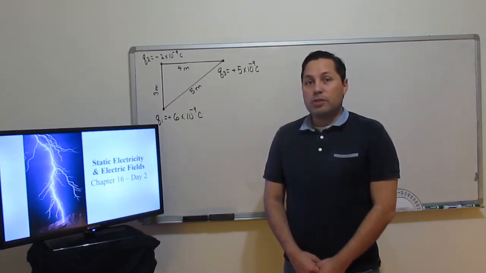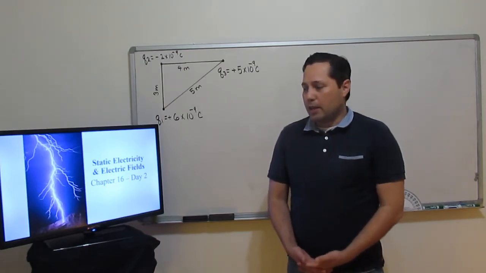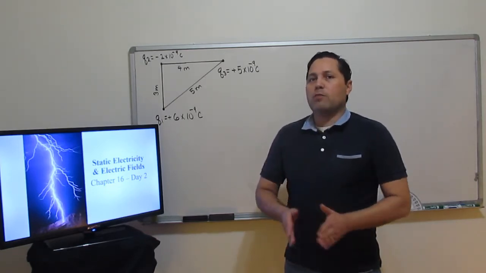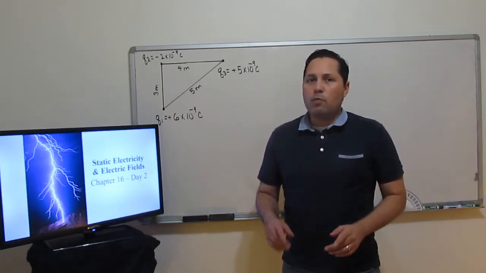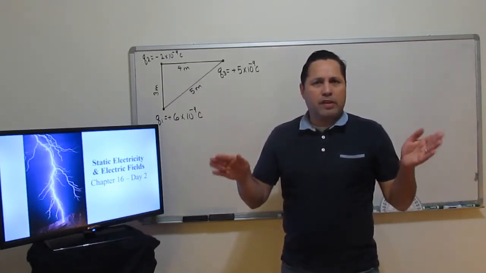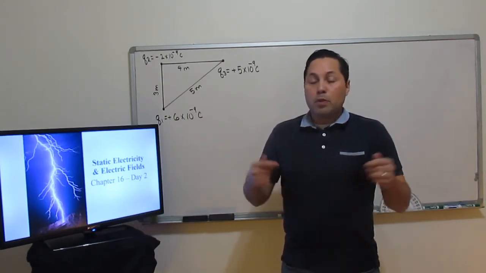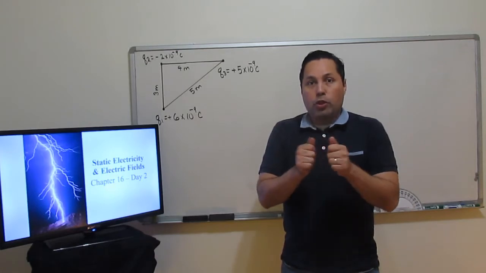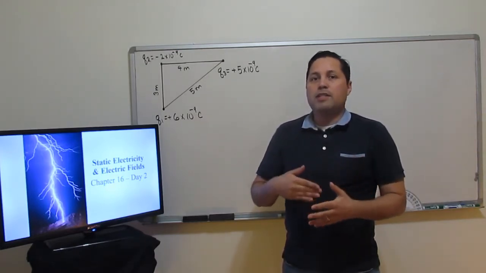Hello, this is day 2 of chapter 16, which is static electricity and electric fields. Now day 2 is going to take what we learned in day 1 and add a whole new dimension. In day 1 you only had 2 charges, a positive and a negative, or a positive and a positive, and you saw how they interacted with each other, how much force they attracted towards each other or repelled each other. Now that was day 1. In day 2 we're going to take it another level.